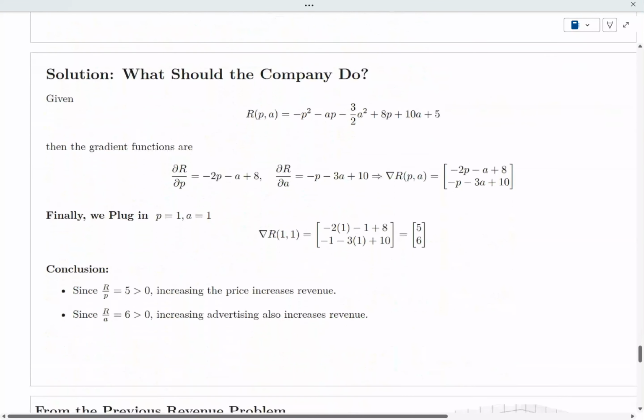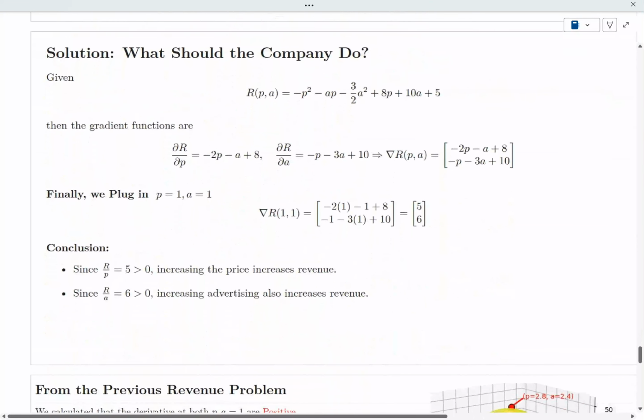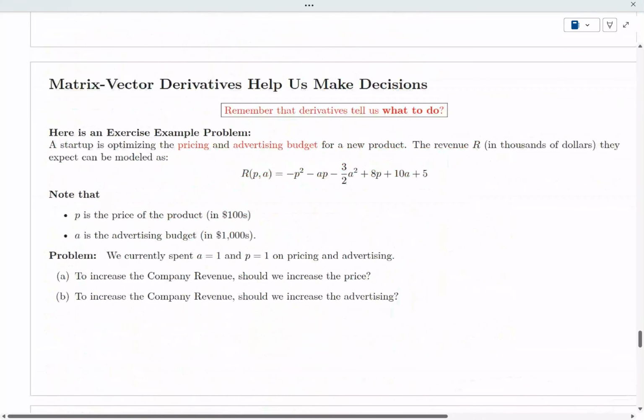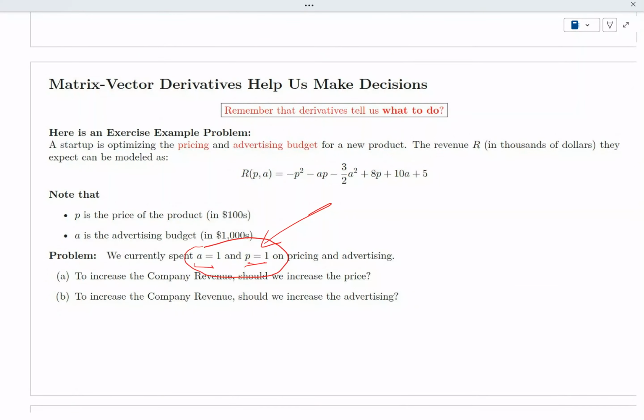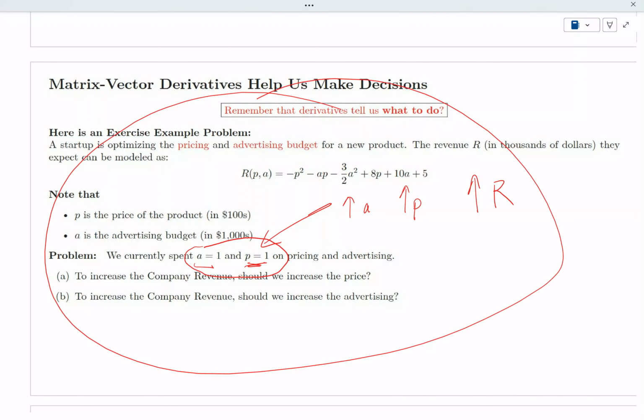Over here is the solution. Now, in this particular problem we just saw, we want to know that given our current spending on advertisement and pricing, should we increase advertising or increase pricing? What should we do to increase revenue? But solving this problem only tells us to increase, but it doesn't tell us how much to increase and to what value we should increase to.